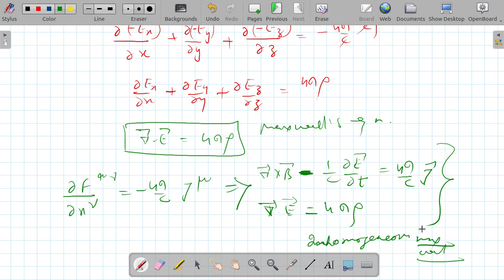Right. So these equations can be derived using the 4-vector formulation. Here I have used the contravariant form, and for the homogeneous equations I have used the covariant form. So this is all about this.